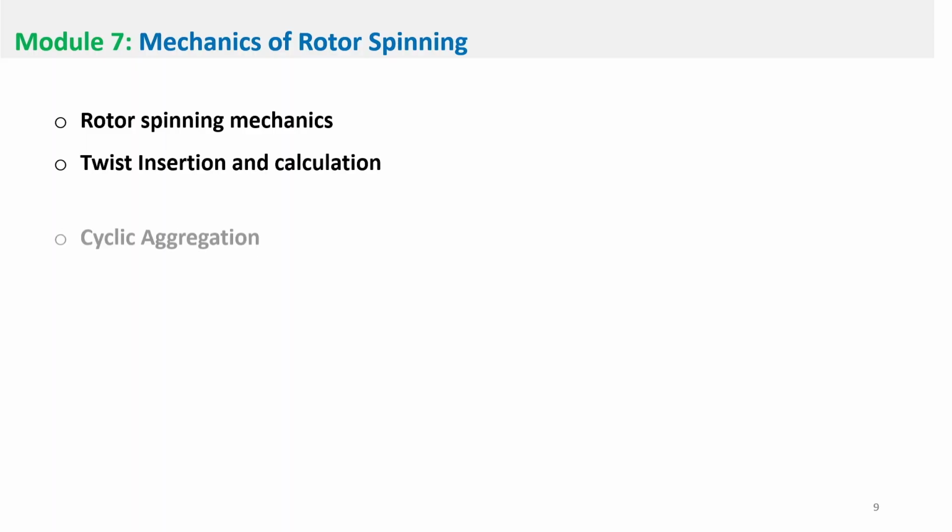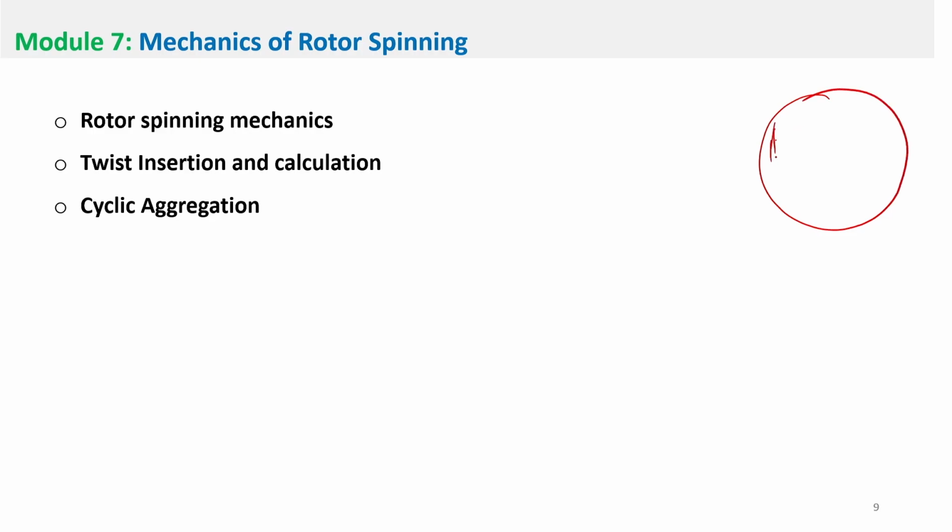Next is the mechanics of rotor spinning. So, after conventional ring spinning, then rotor spinning we will discuss here, where the feed material, as I have already mentioned, instead of roving, is the sliver. So, rotor spinning mechanics we will discuss here, then how the twist is inserted, and we will see the twist calculation, and cyclic aggregation of fiber. So, within the rotor, how the fibers are getting deposited, that we will see in this section.